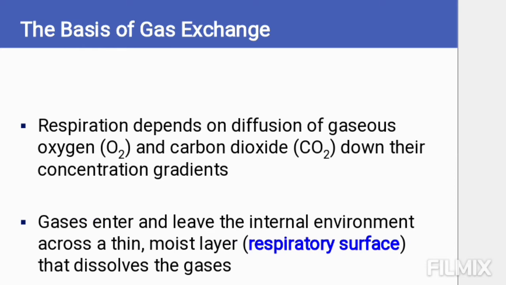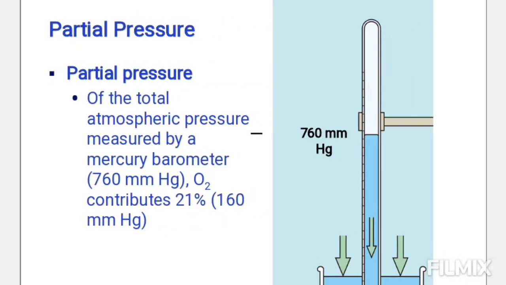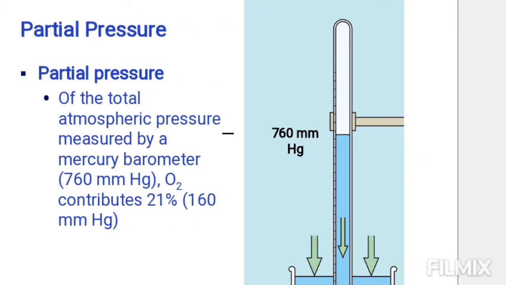Then the basics of gas exchange. Respiration depends on the diffusion of gases, oxygen and carbon dioxide, down their concentration gradient. Gases enter and leave the internal environment across a thin moist layer, the respiratory surface, that dissolves the gases. Then here the partial pressure is denoted.